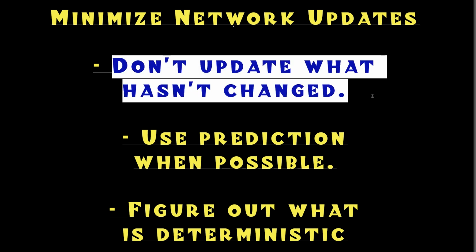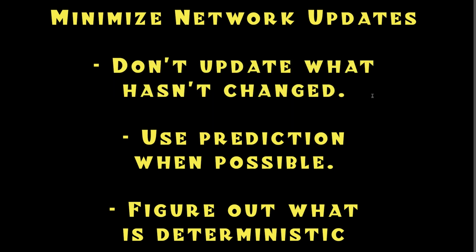Don't update what hasn't changed. There's no reason to send a network update for something when the value hasn't changed. But that's not something that you often think about. There's a lot of things where we update something every frame, or we run a little function every frame, because the CPU cost for it isn't that great.